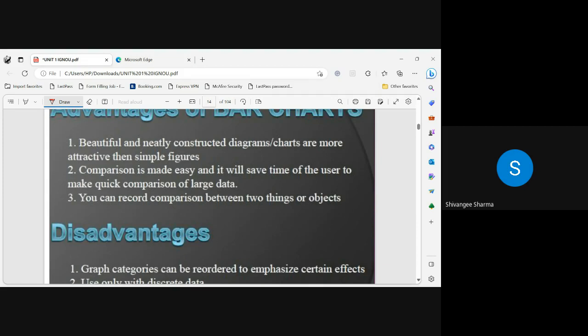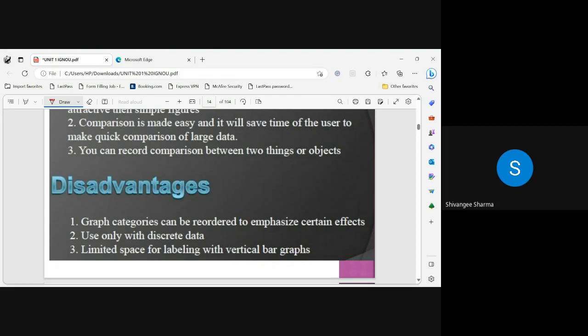So it is simple and easy, the easiest diagram for everything, and you can compare between two things, objects or variables. But the disadvantage is that it can be reordered to emphasize certain effects only, like increasing and decreasing. The basic effect, or the identification of the variable which is being affected and why it is being affected, cannot be identified with the help of bar graphs. You also cannot predict the trend on the basis of bar graphs. They are only the standpipes or blocks which you can see.